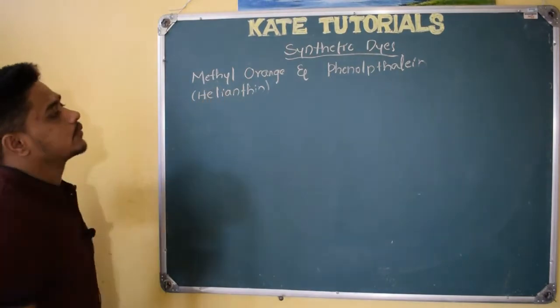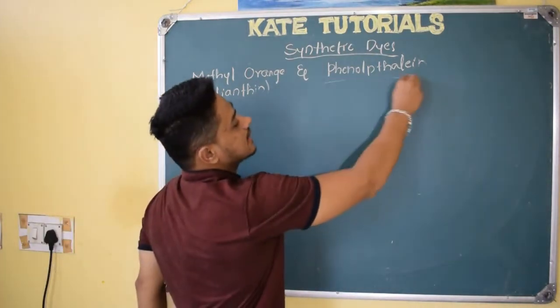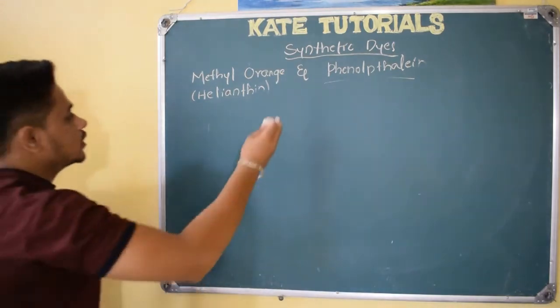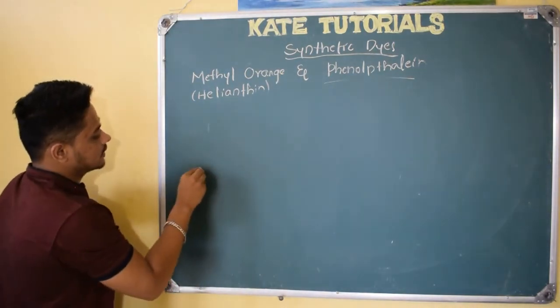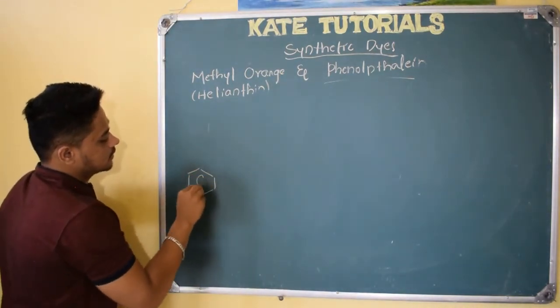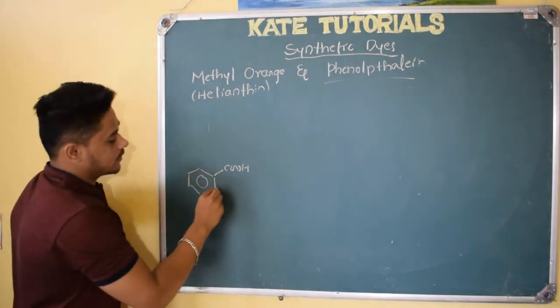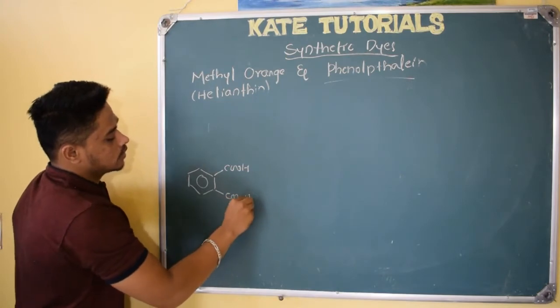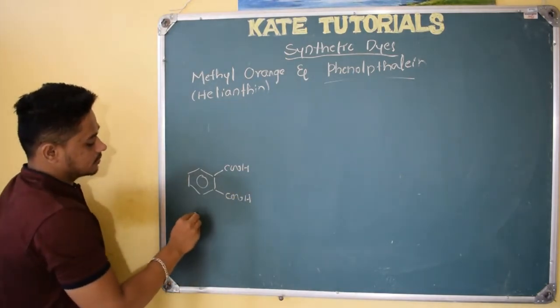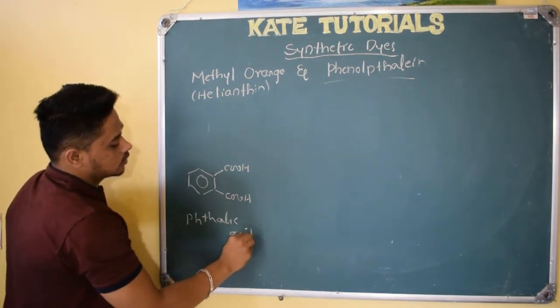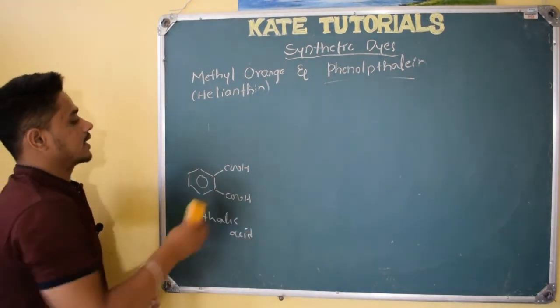So we studied about methyl orange. Let us see how we synthesize phenolphthalein. I have told it is also an acid base indicator. So phenolphthalein, what is this? Can you tell? This is a benzene ring, here COOH is there. So it is benzoic acid. If I keep one more COOH here, you will call it phthalic acid. Phthalic acid, right?